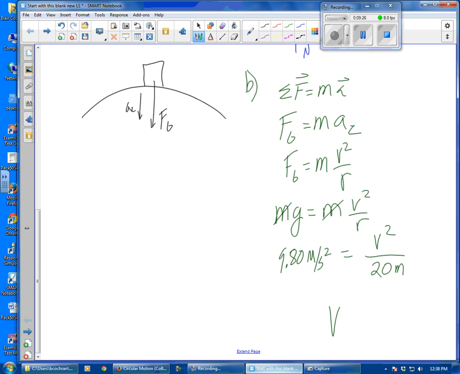Solve for v. Most common first time mistake through this will be forgetting that v is squared in the step above, and people will solve for v squared and forget to square root their answer to get v. So be careful of that.